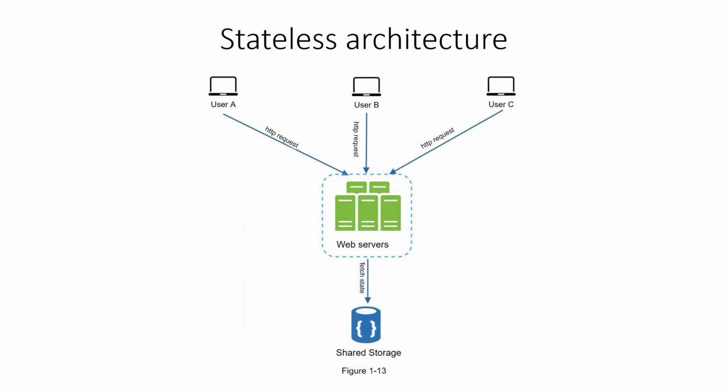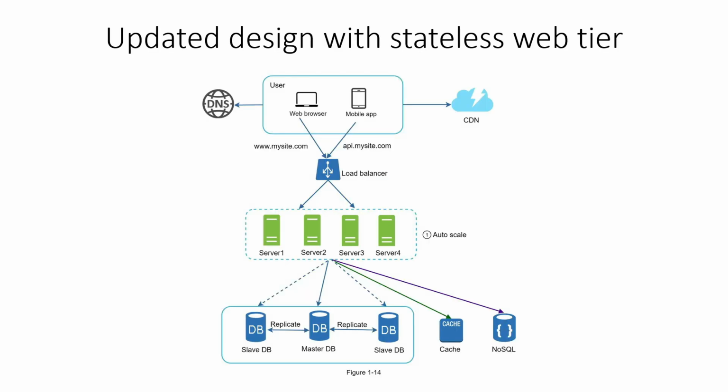Stateless architecture. Figure 1.13 shows the stateless architecture. In this stateless architecture, HTTP requests from users can be sent to any web server, which fetches state data from a shared data store. State data is stored in a shared data store and kept out of web servers. A stateless system is simpler, more robust, and scalable. Figure 1.14 shows the updated design with a stateless web tier.